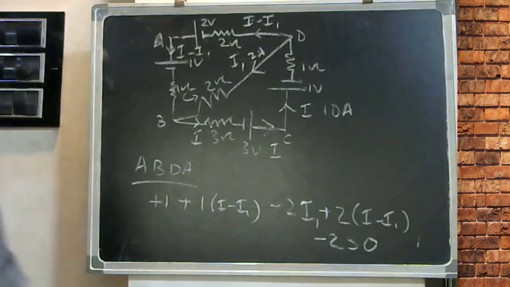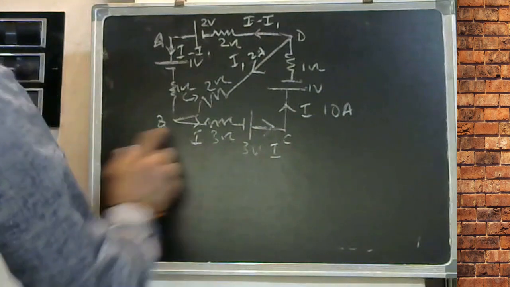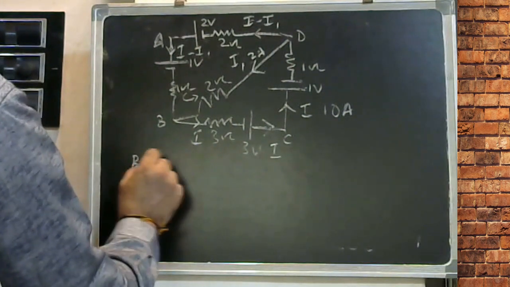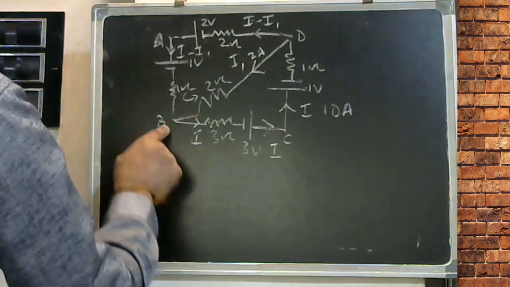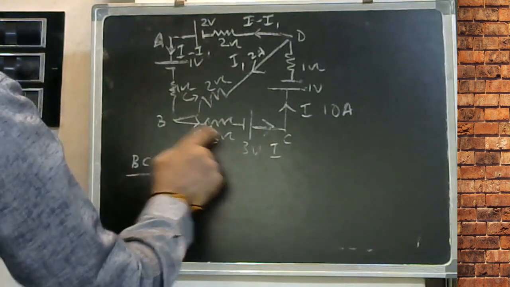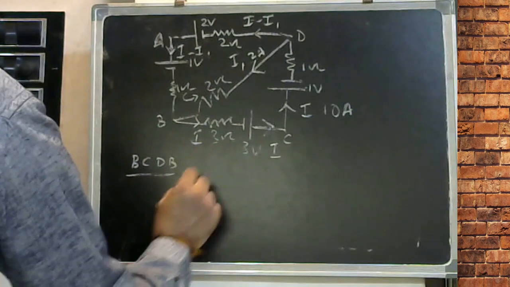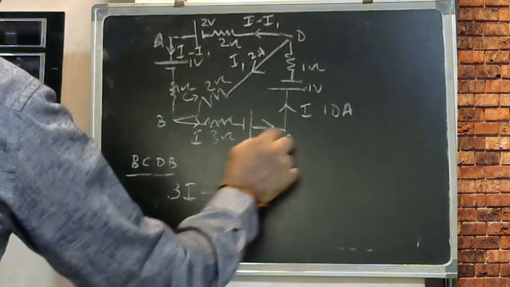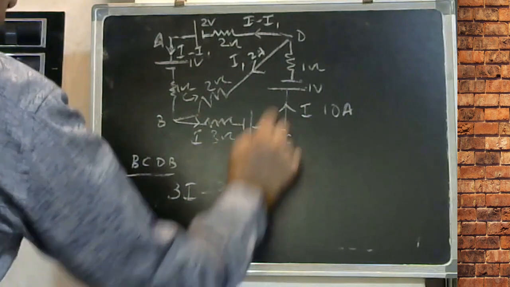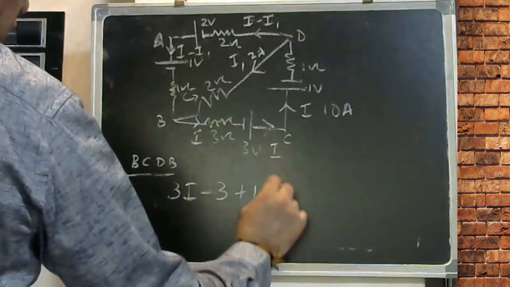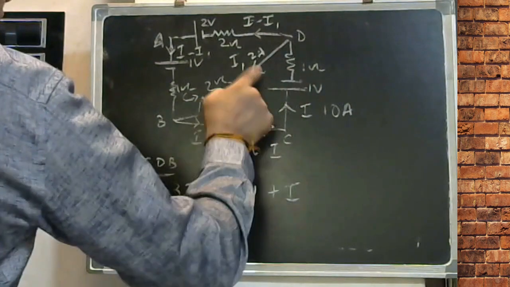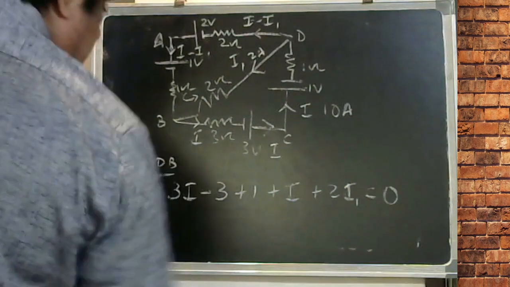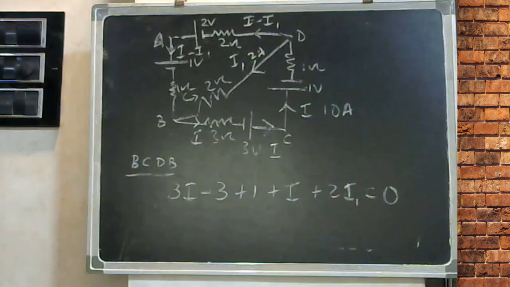Let's go for the second loop. Second loop, we take BC, DB. Start from B. My first voltage drop is positive, the current is with me, so 3I. Minus 3, because the minus plate comes first. Then take plus 1, then I into 1. Current is with you. Plus 2I1 equal to 0. Once again, you've got an equation in I and I1.